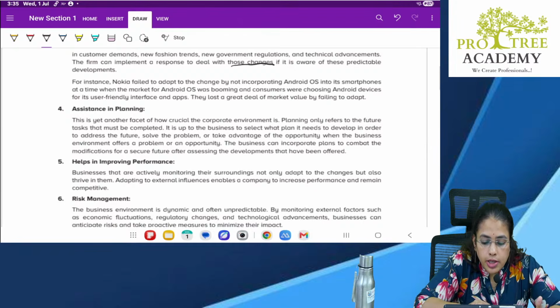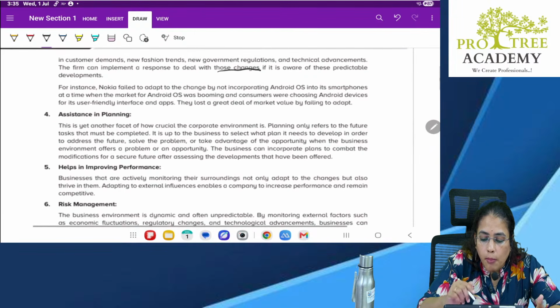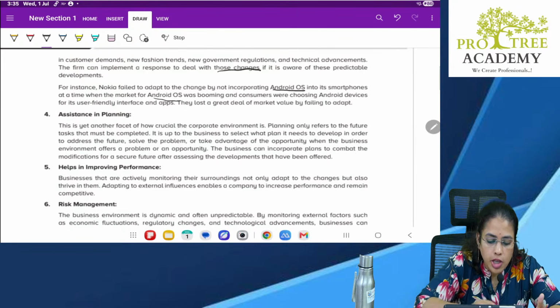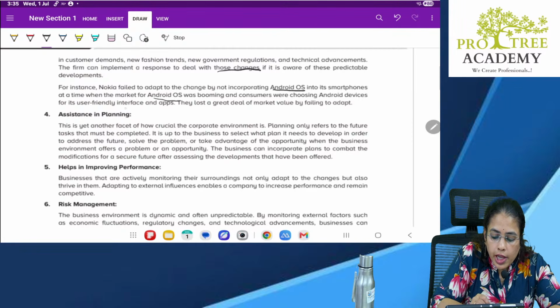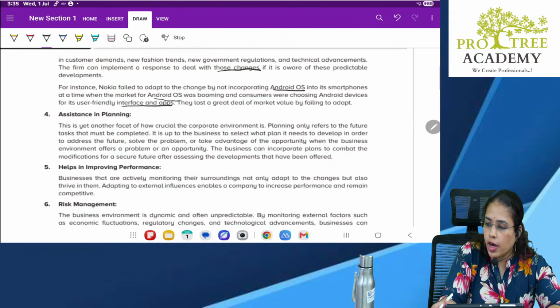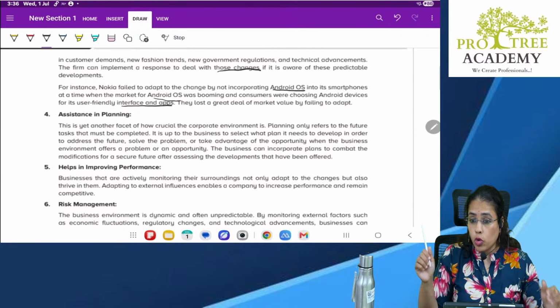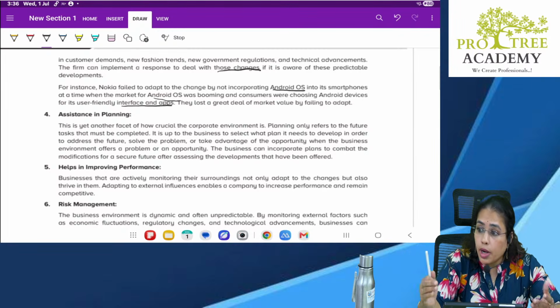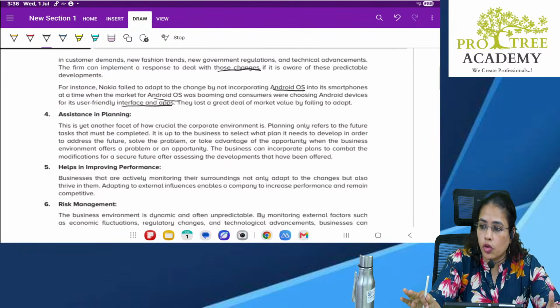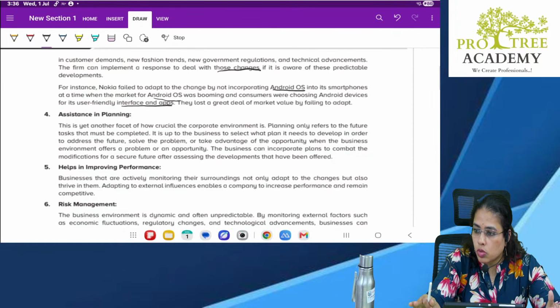Okay, for instance, Nokia failed to adapt to the change by not incorporating Android OS into its smartphones at the time when the market for Android OS was booming and consumers were choosing Android devices for their user-friendly interface and apps. They lost a great deal of market value by failing to adapt. So Nokia was number one before, when you had keypads, right or no? But after that, Android OS came. Everybody switched to Android. But Nokia told, no, I will not switch to Android. So what happened? It had to close down.